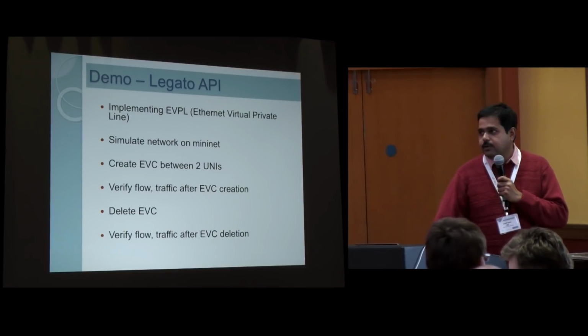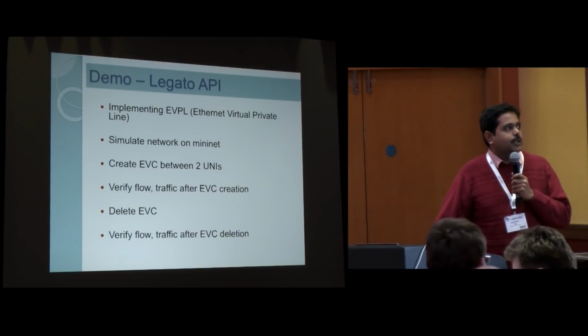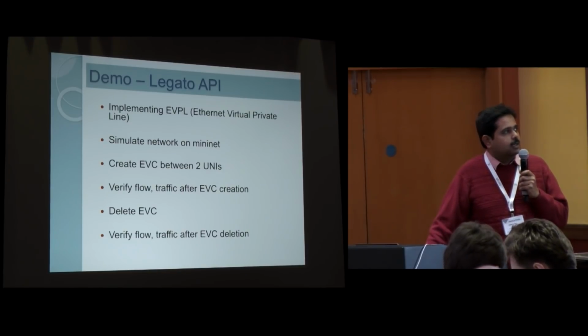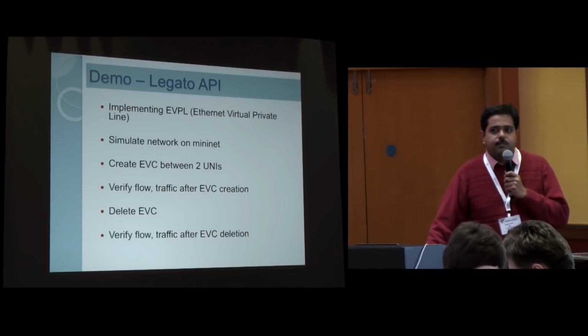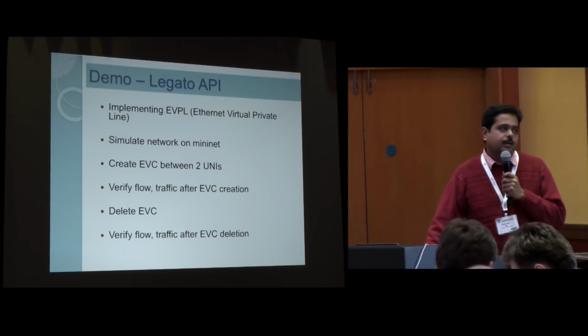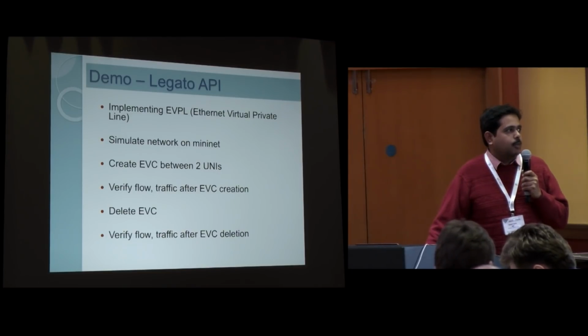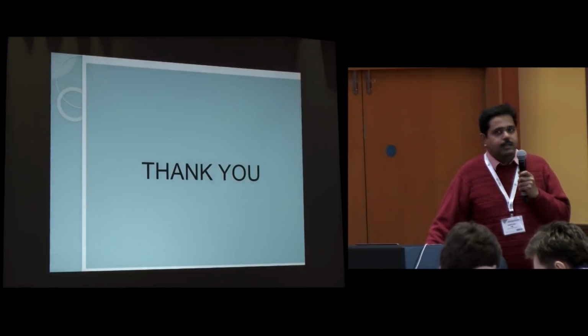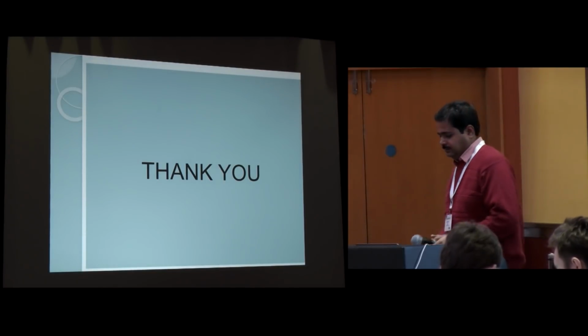And I'm sitting over here. If you want to see any demo, just let me know. Come to my spot. I'll show the steps we did, and I can run a small demo creating an EVC between two UNIs. After that, we can verify the flow, that data is going from one endpoint to another endpoint. And after the deletion of the EVC, the flow traffic will drop. Then again, we can verify whether it is working or not. OK, that's it from my side.